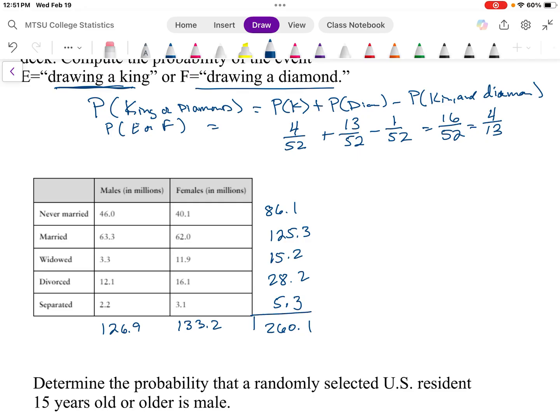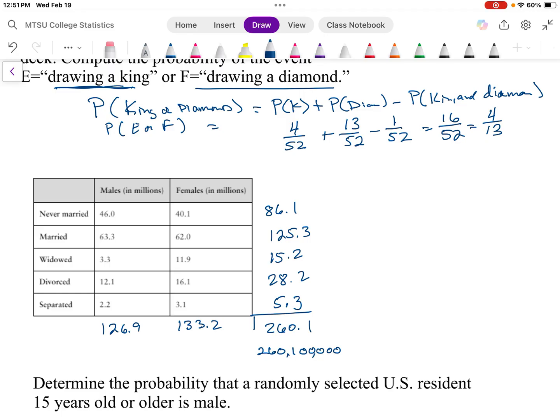So again, that would be technically saying like 260, and then in millions. So I'd multiply that by a million. So then that would be 1, 2, 3, 4, 5 zeros. So that's what this number would actually look like as a whole, 260 million.